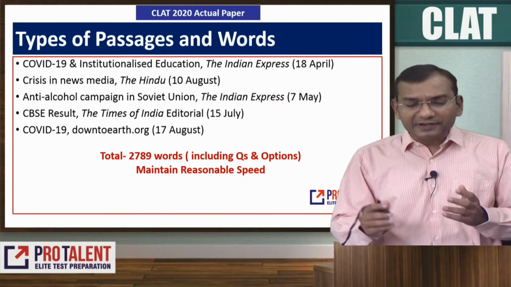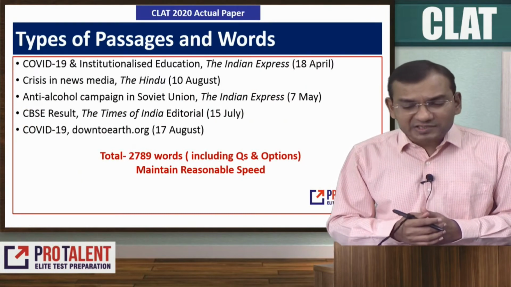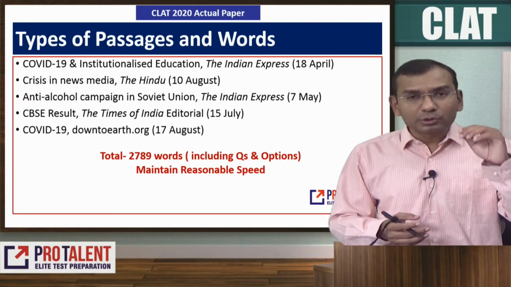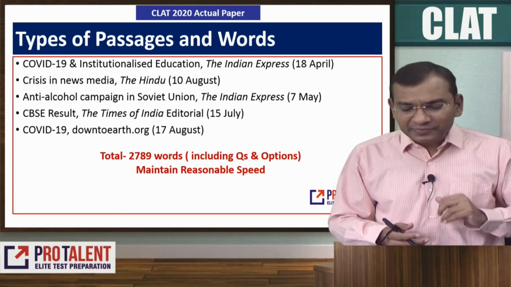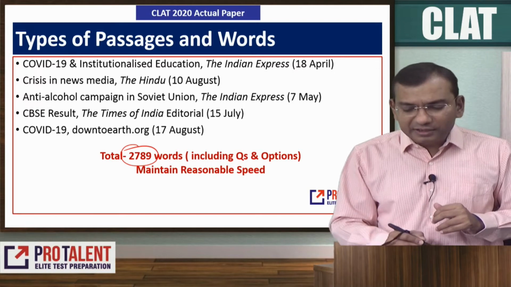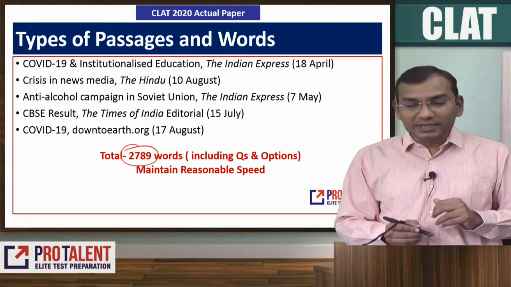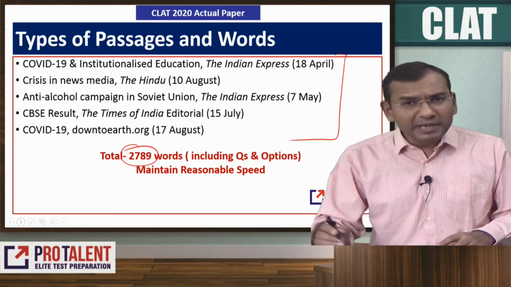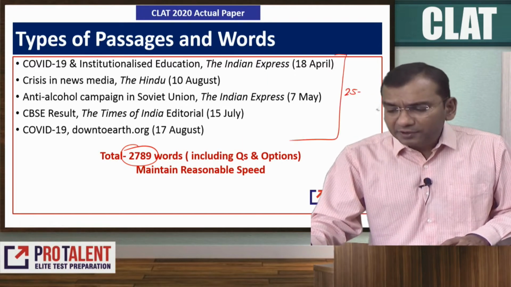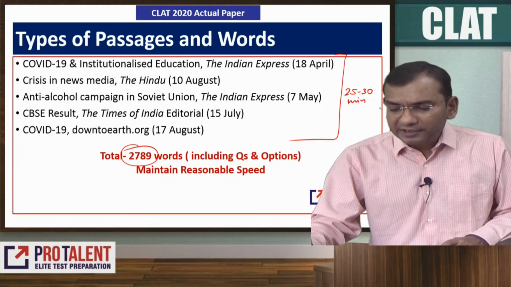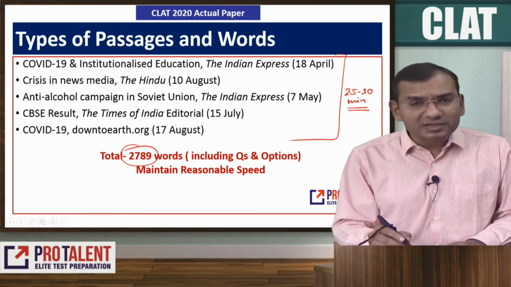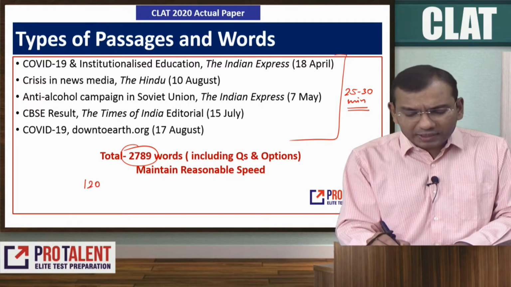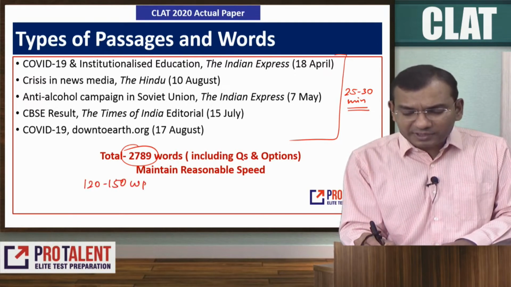So if I talk about what kind of passages came in this CLAT 2020 actual paper, total 5 passages were there, and total they were making 2789 words. Okay, roughly 3000 words, and I believe this may possibly take 25 to 30 minutes. ठीक है. If I take 25 minutes, then still, ठीक है, I am trying to look at it some around 120 to 150 words per minute की speed.